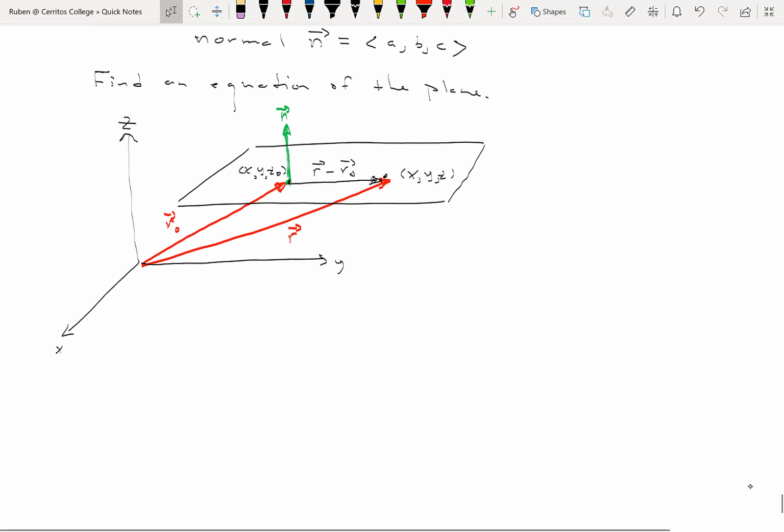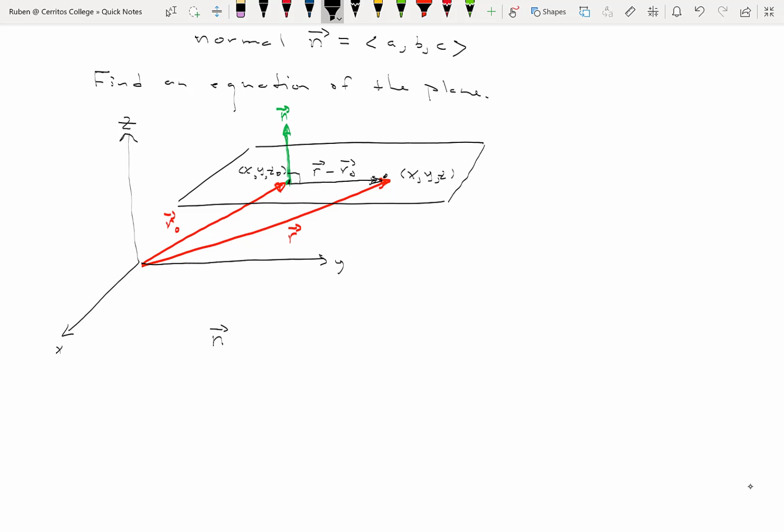Okay, just from our earlier lecture. Now notice that the displacement vector is always going to be perpendicular to my normal vector. That displacement vector is going to move around as x, y, and z moves around the plane. Remember, x, y, z is variable, but it's always going to be perpendicular. It's always going to be orthogonal to n.